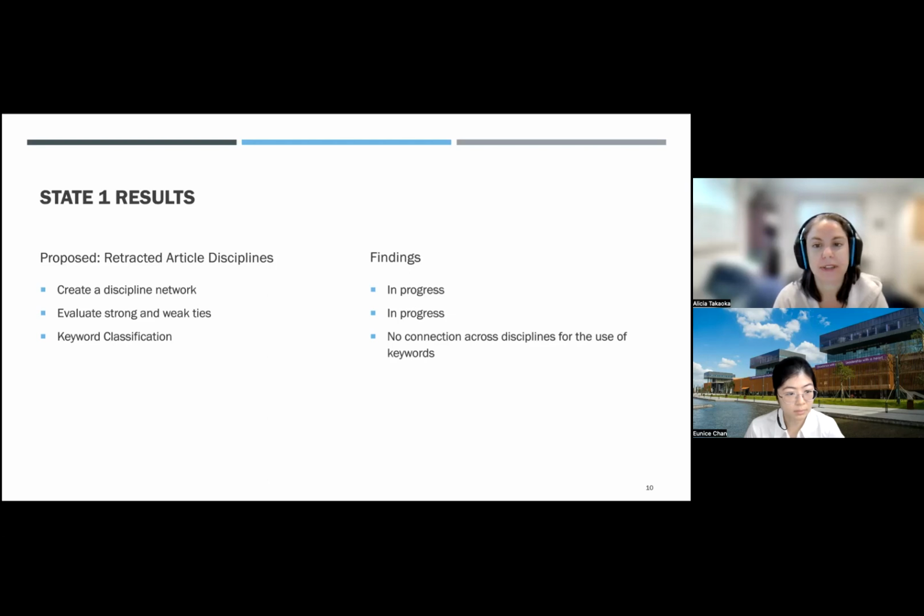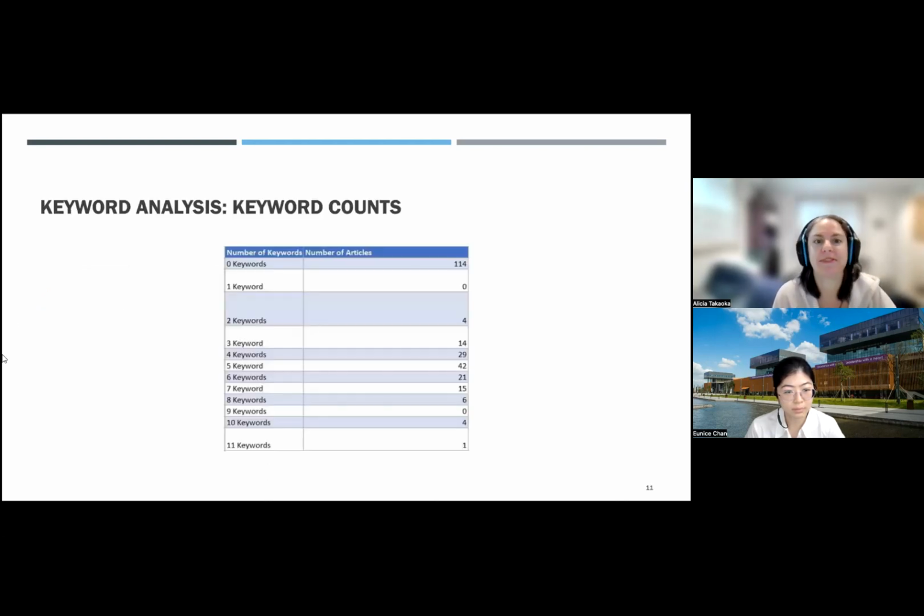And do keyword classification. So interestingly, there were barely any keyword connections across disciplines, which was really strange. I thought there would be a common bank aside from COVID-19. I guess, yes, we will move into that.